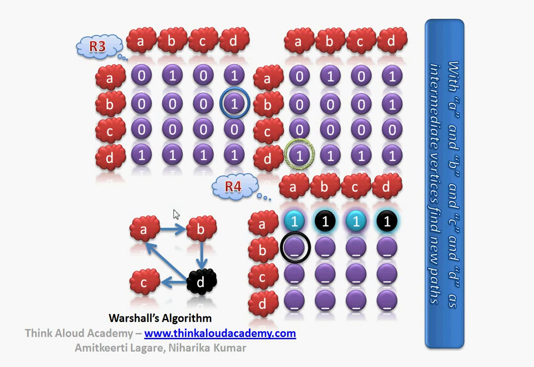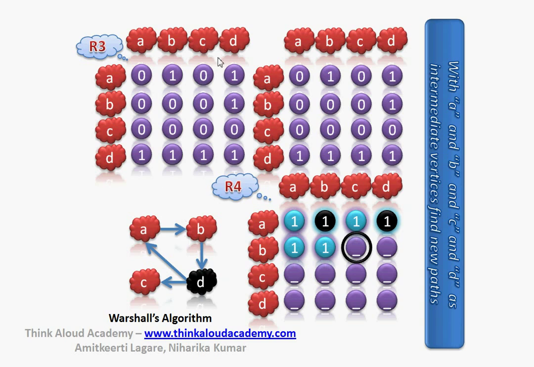Next, from A to B, there is already a 1, so I don't have to find anything new here. There is already a path, so I write 1. Now can I go from A to C via D? Let's see in the graph: I can go from A to D, and I can go from D to C. So A to D is 1, and D to C is also a 1. So A to C is possible, and this is a new path. Now for A to D, there is already a path, so I'll just write 1 as it is because I don't want to use D again as intermediate vertex. So in this row, you see that I have found 2 new paths.